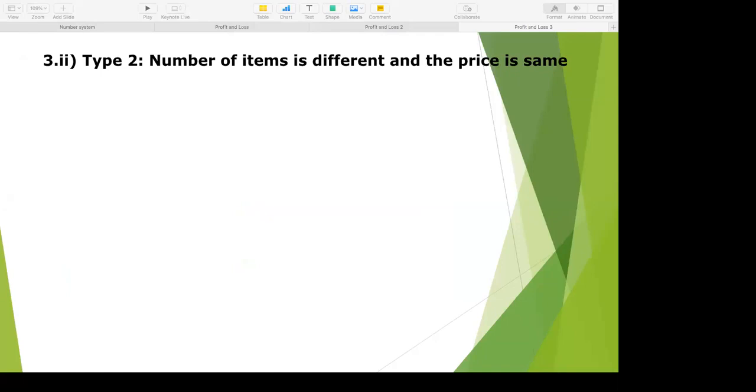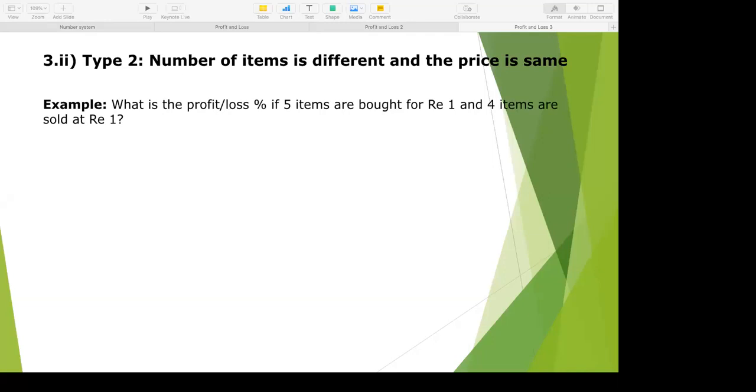The total buying price was X, the total selling price was X, while the number of items bought and sold are different. So we are going to look into those kind of cases, and again we will try to learn a simple formula which will help you to solve the questions in a maximum of 10 to 15 seconds. Okay, so the question: what is the profit or loss percentage if 5 items are bought for ₹1 and 4 items are sold at ₹1?